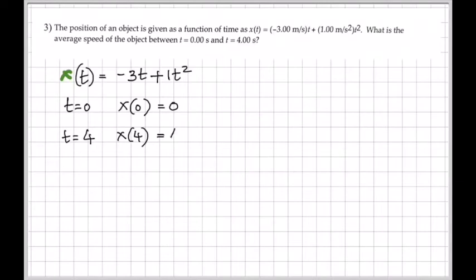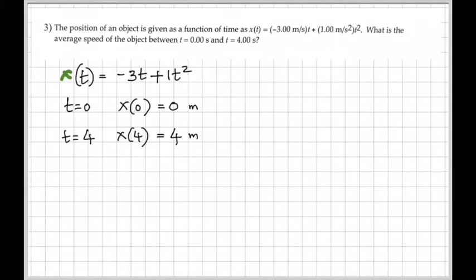All right, I want to save time. So 4 meters. Well, since it's talking about speed, it means the total distance. What is the total distance traveled? 4 meters. And in how many seconds? 4 seconds. So that means the average speed is 1 meter per second.